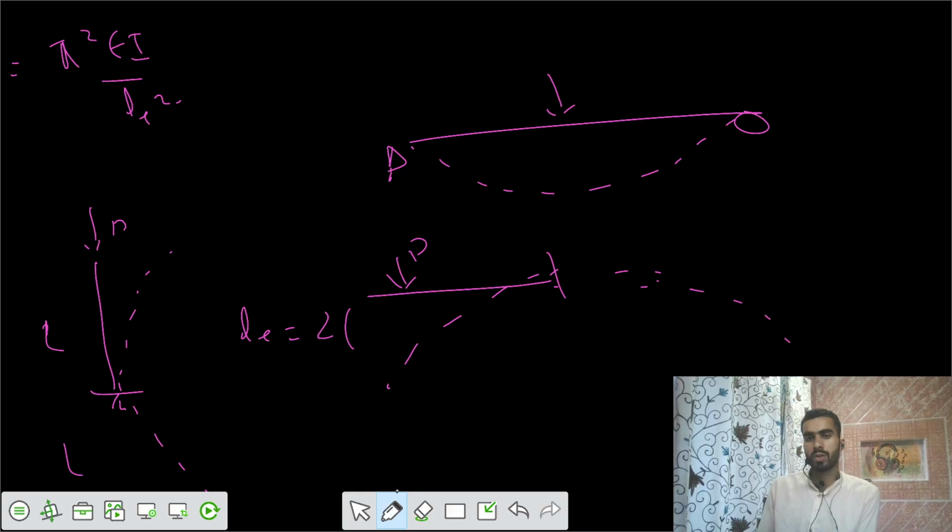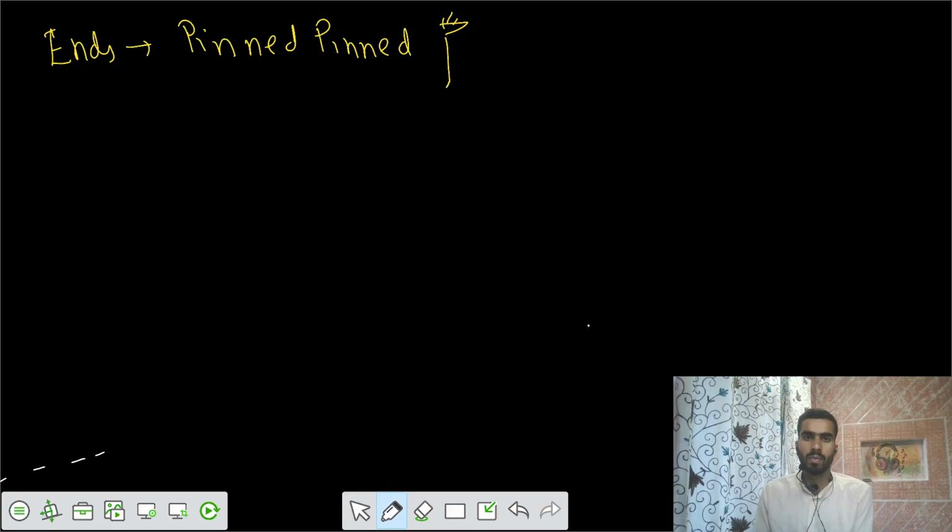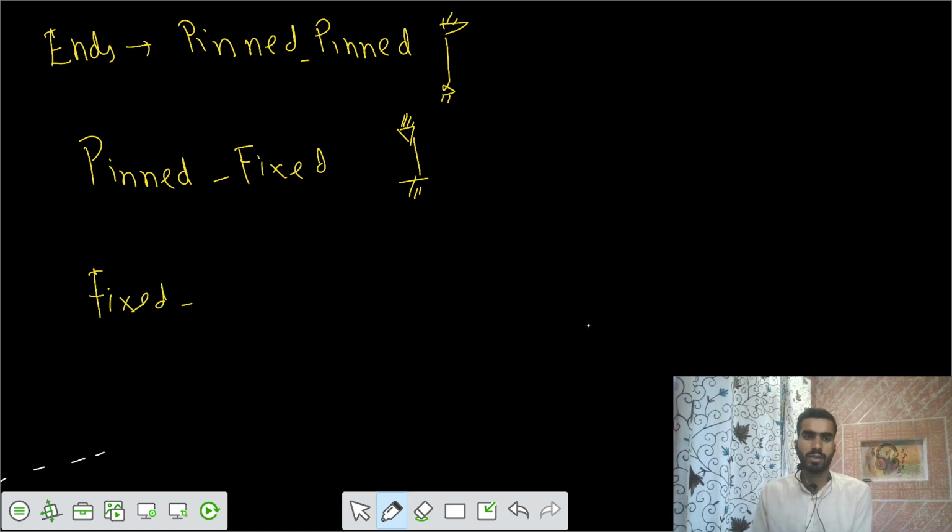Hope you understood those 4 end conditions, and how the end condition can change the critical load of the column. So finally, we have 4 end conditions. The first one is pinned-pinned. The next one is pinned-fixed, where one end is pinned and the other is fixed. Let's say it looks like this. The third one is fixed-fixed. And the fourth one is fixed-free.